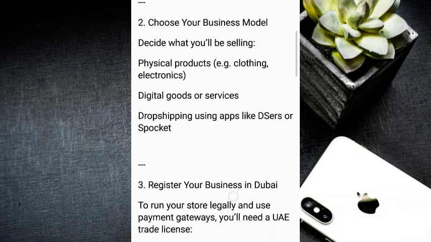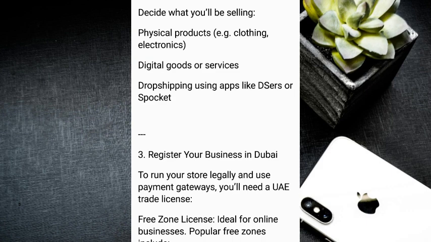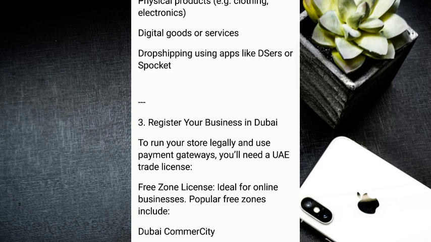Now you need to choose your business model. Decide what you'll be selling. Is it physical products, that is clothes, electronics? Is it digital goods or services? Is it drop shipping using apps like Dsers or Spocket?